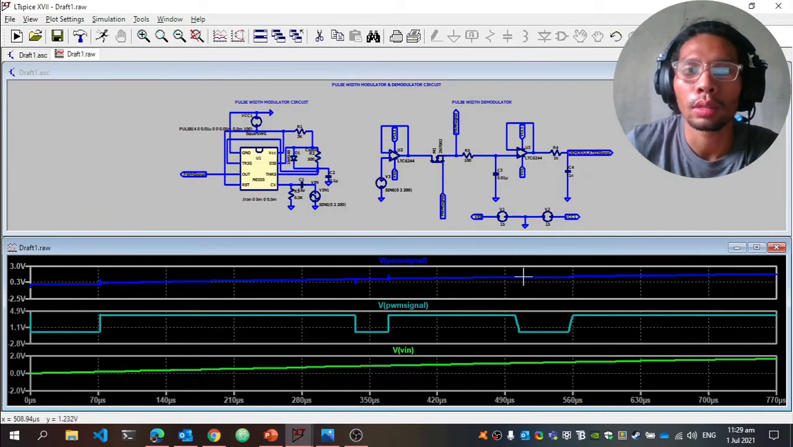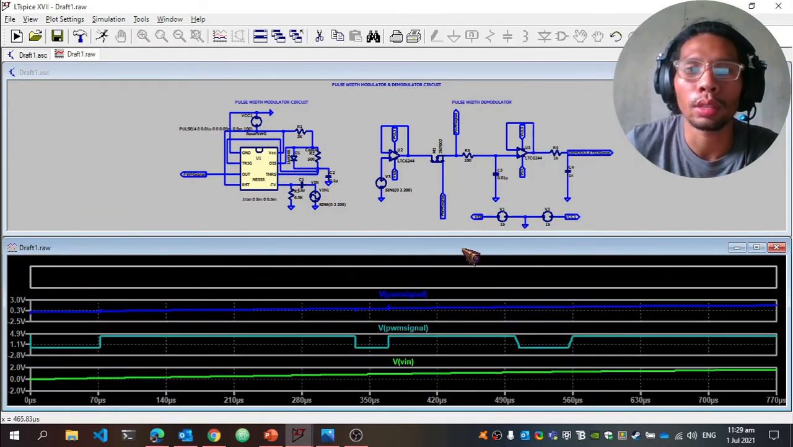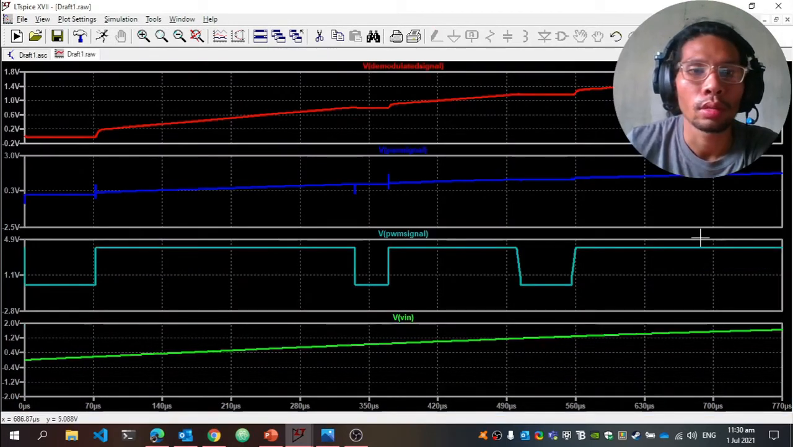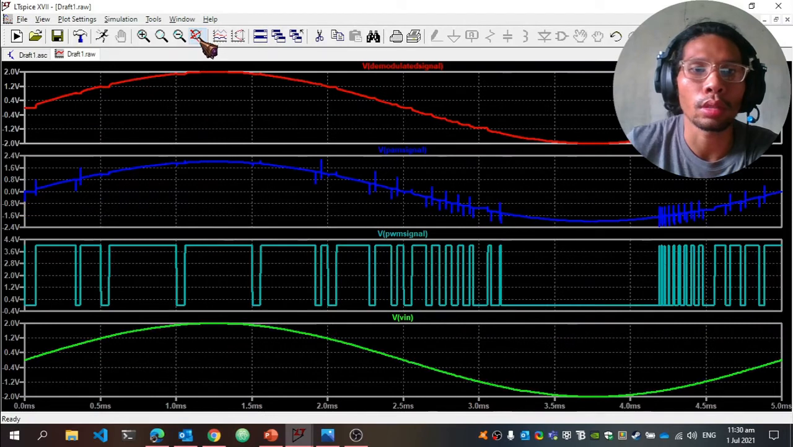After adding the pump signal, we need to extract the modulating signal of the pump signal using this sample and hold circuit and the low pass filter circuit. So after clicking the output, we can compare the original modulating signal with the demodulated signal. It is already zoomed in, so we can zoom out to see the result.